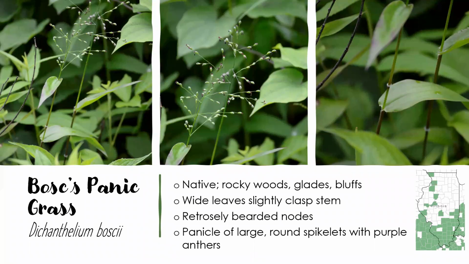Now, there are 33 different species of Dichanthelium in Illinois, and a lot of them are really difficult to tell apart. So I included just a few this week because they are the easiest ones to pick out.